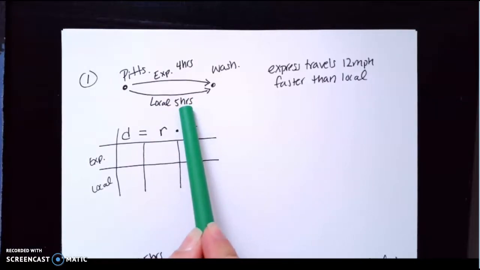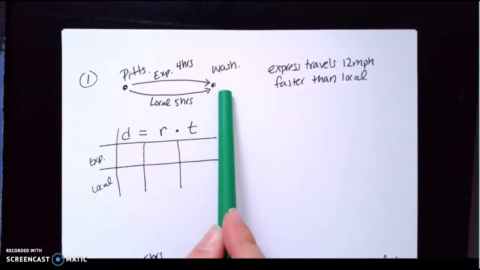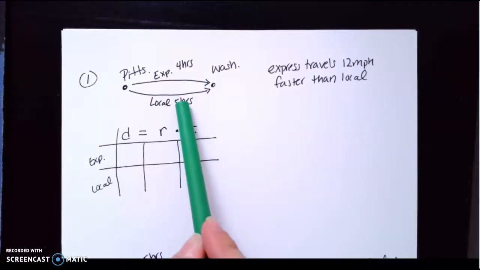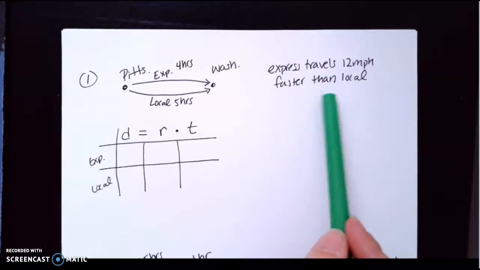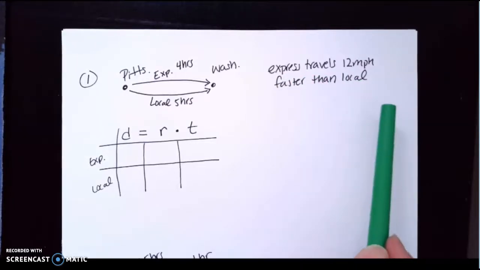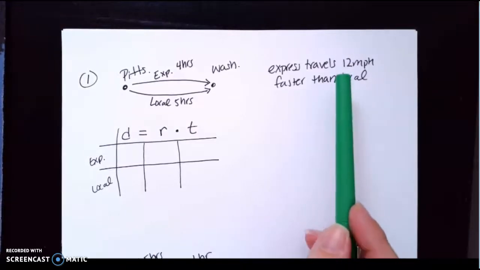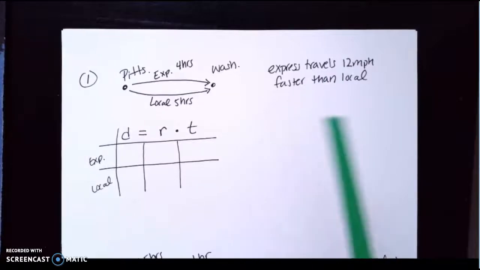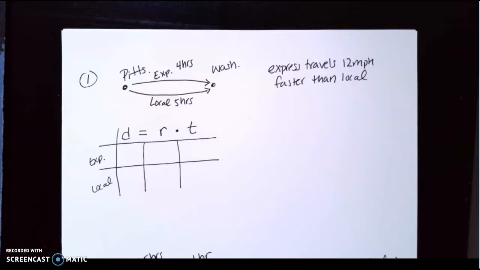Now, we weren't told, and it might not look that way by my drawing, but we're imagining these trains are going on the same track. So the distance from Pittsburgh to Washington will be equal for both trains. We were also told that the express train travels 12 miles per hour faster than the local train. The local train makes some stops along the way, so the express train can go a little bit faster. This is, of course, on average. Trains travel at varying speeds, but if you average their speed for the entire trip, that's really what we're focusing on here.